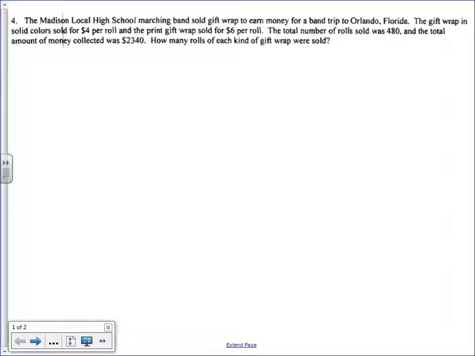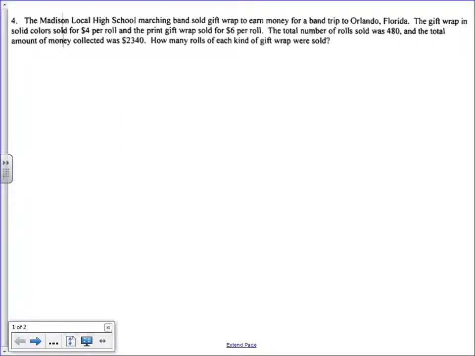The gift wrap in solid colors sold for $4 per roll, and the print gift wrap sold for $6 per roll. The total number of rolls sold was 480. The total amount of money collected was $2,340. How many rolls of each kind of gift wrap were sold?